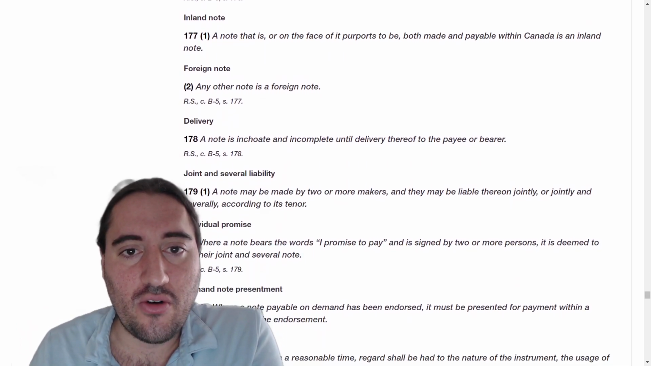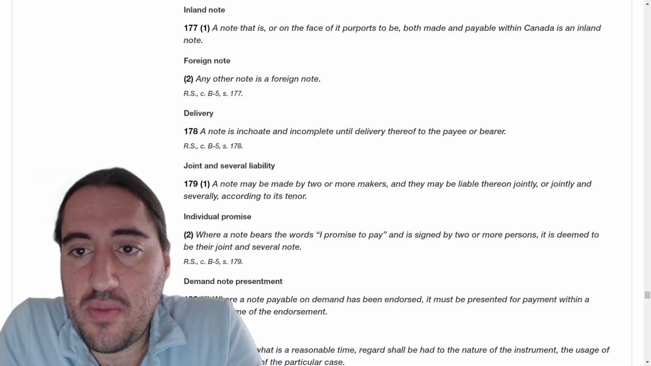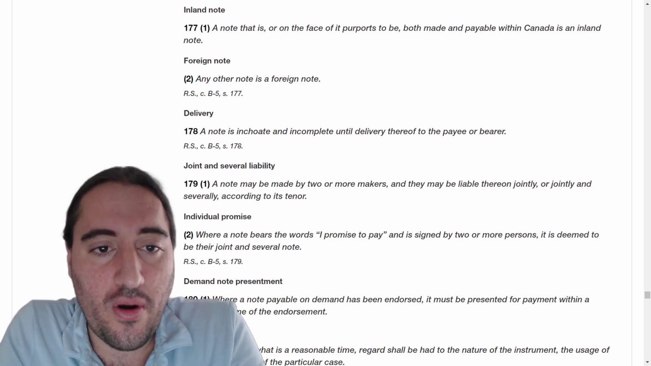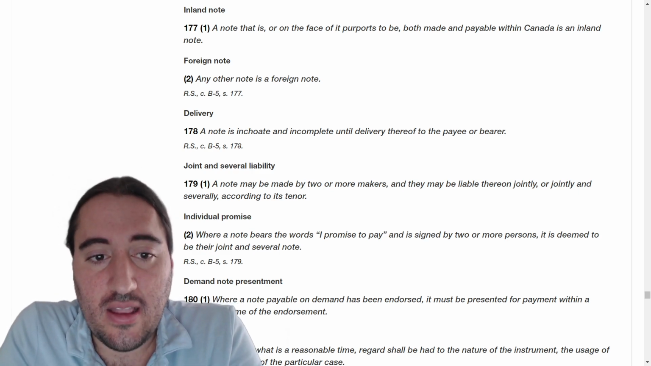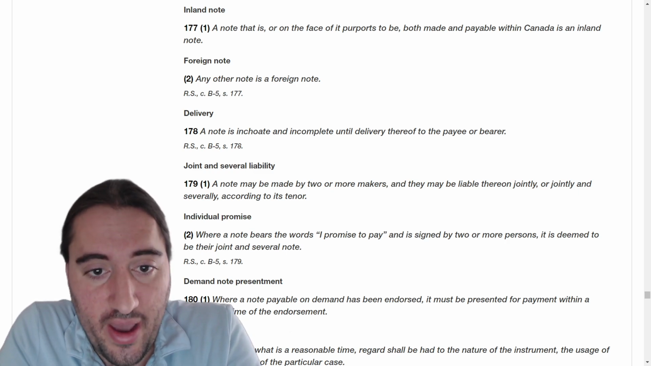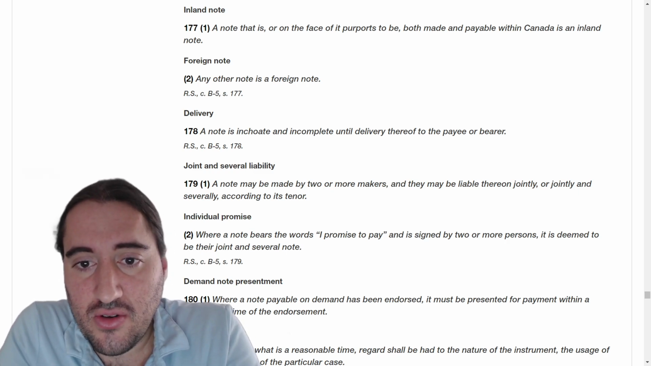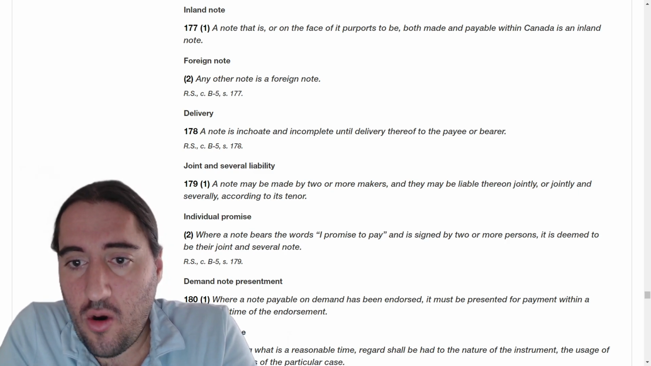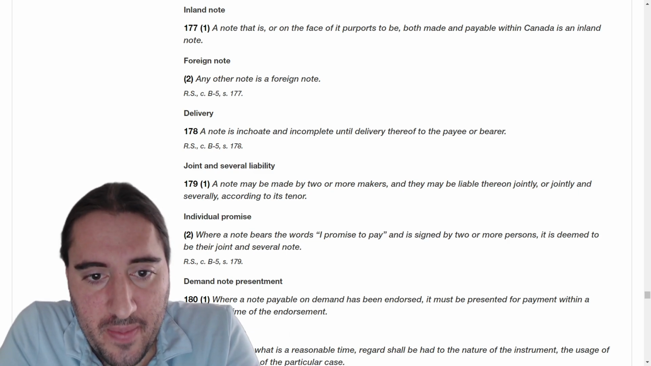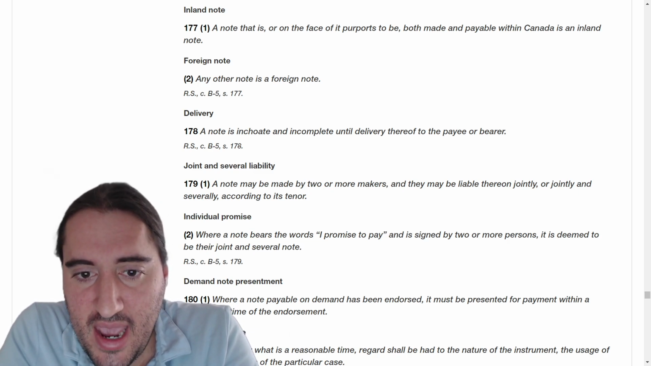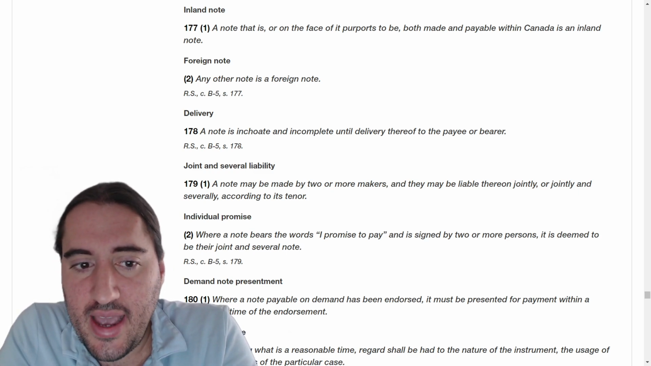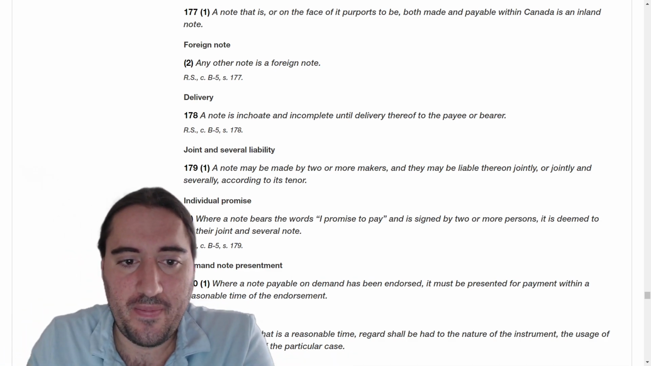Inland note. A note that is, or on the face of it purports to be, both made and payable within Canada is an inland note. Foreign note. Any other note is a foreign note. Delivery. A note is inchoate and incomplete until delivery thereof to the payee or bearer. Okay. Joint and several liability. A note may be made by two or more makers, and they may be liable thereon jointly or jointly and severally according to its tenor.